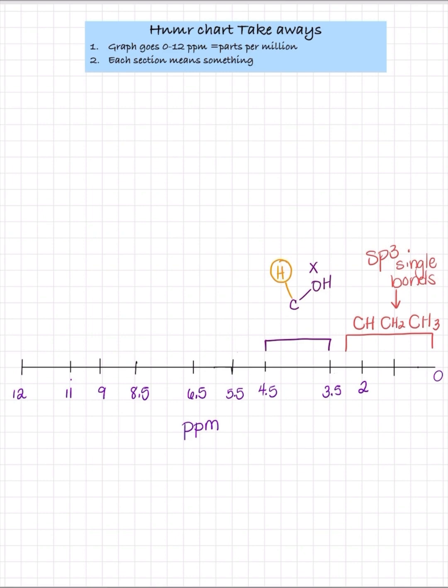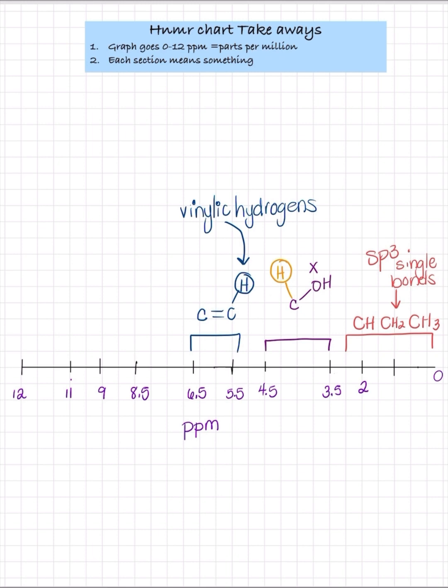Then from 5.5 to 6.5, this is when we're dealing with our double bonds and the hydrogens that come off of those. What's the name of these hydrogens? Glad you asked. These are vinylic hydrogens. Hopefully I spelled that right. Because, baby, I didn't win no spelling bees in school. So, here you go.